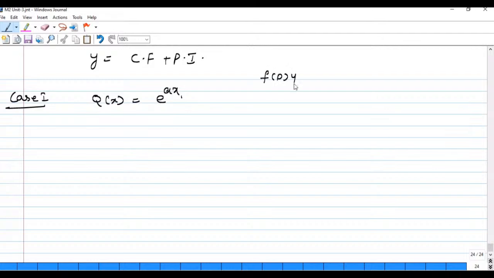What is the form of the given equation? f(D)y = Q(x), right? If this Q(x) is 0, PI is 0.